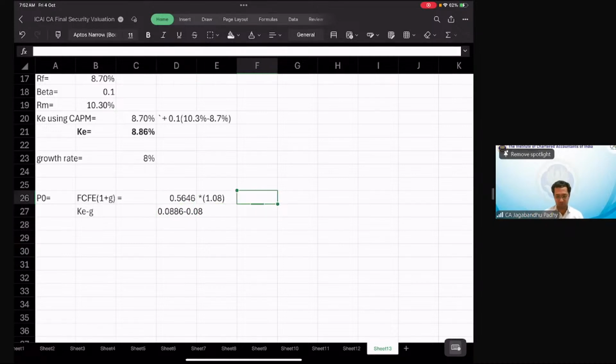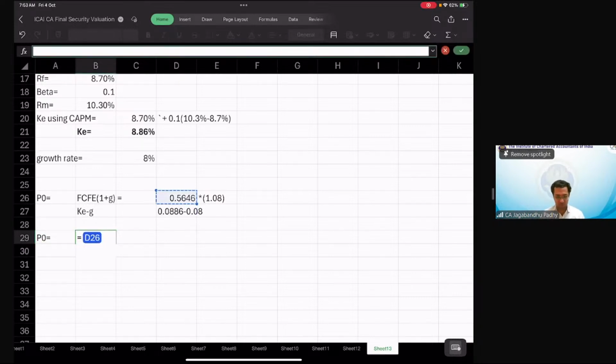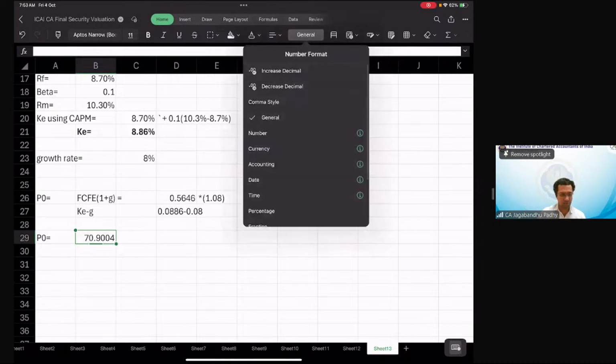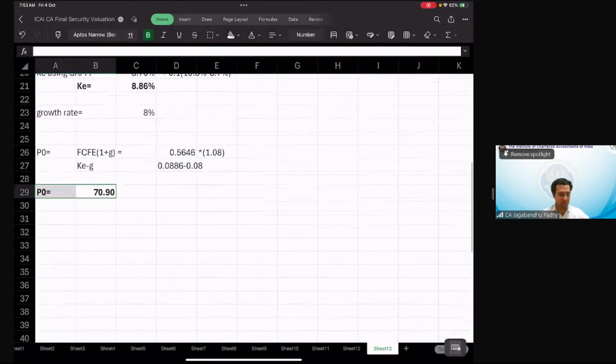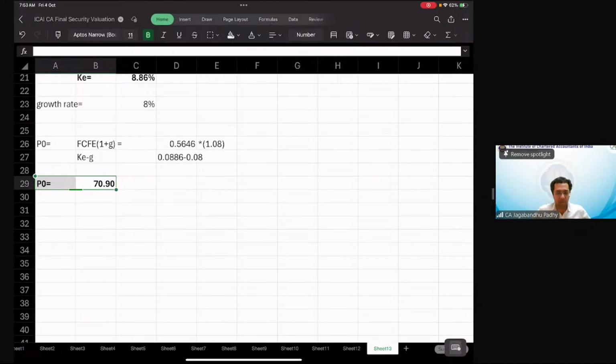So when we do this, what's the value that we are getting, guys? P0, what's the price? 0.5646 multiplied by 1.08 divided by 0.0886 minus 0.08. So value of the share, price of the share is coming out to be 70.90.